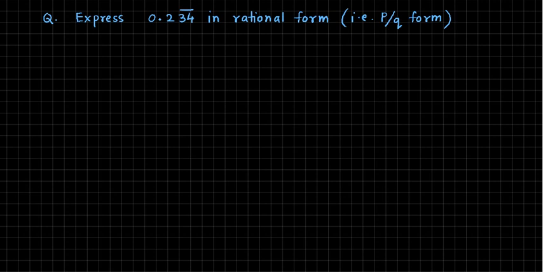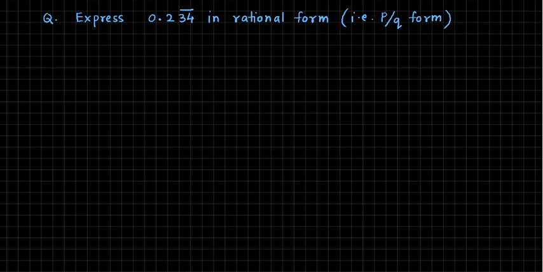That is, we know that a rational number is a number which can be written in p by q form, where p and q are both integers, where q is not 0, and p and q are relatively prime, that is, there is no common factor in them.